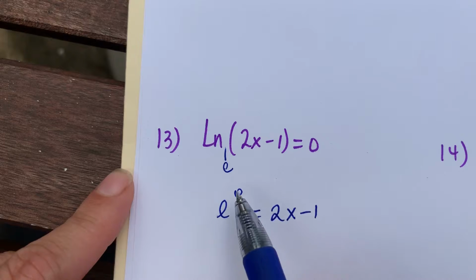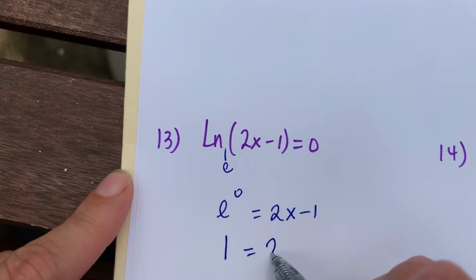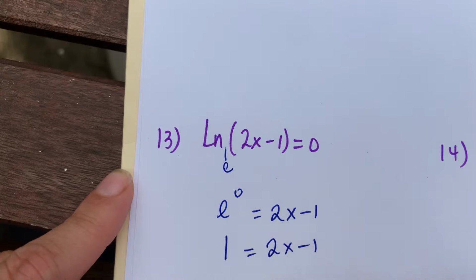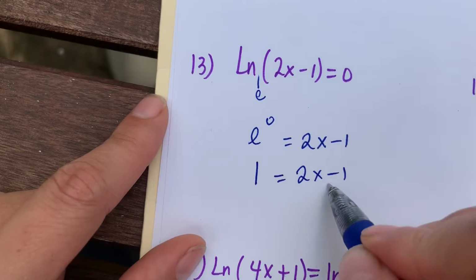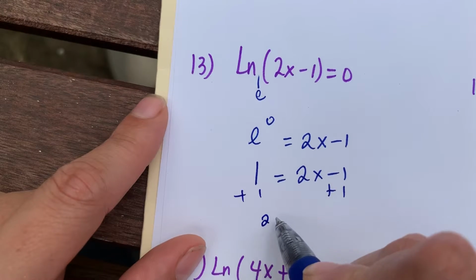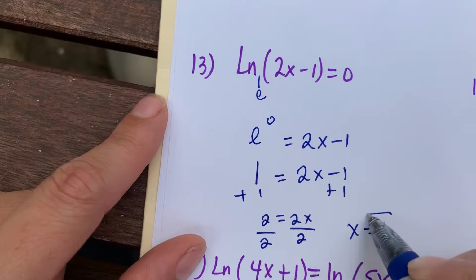And anything to the 0 power is equal to 1. So that's 1 equals 2x minus 1. Now we're just solving a classic linear equation, so hopefully this is coming pretty easy to you now. So that's 2 equals 2x, divide both sides by 2, and we get x equals 1.